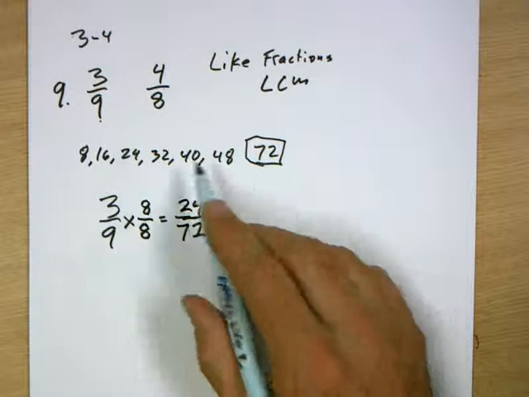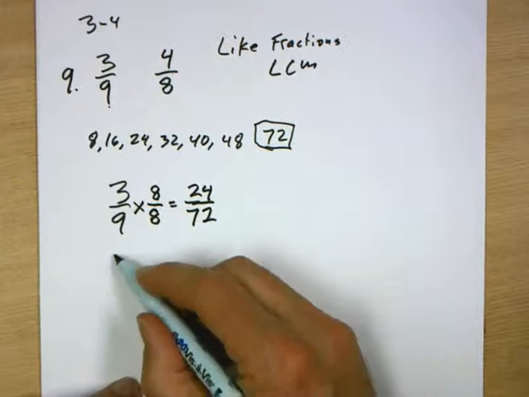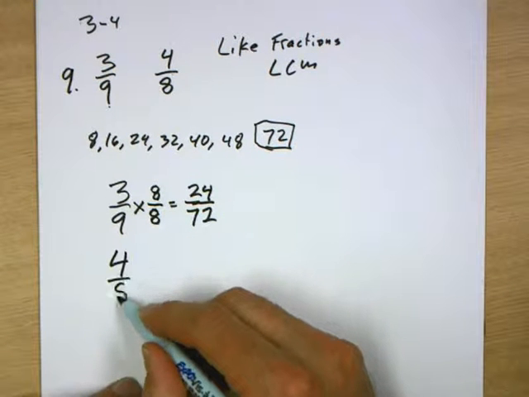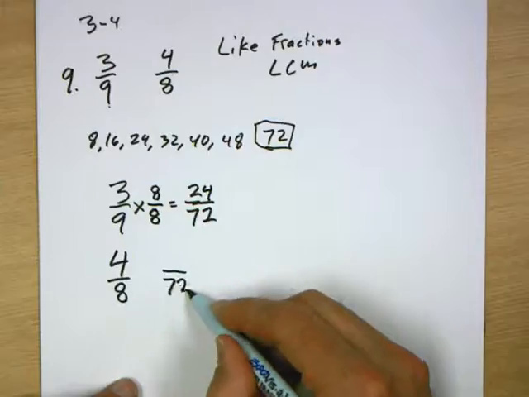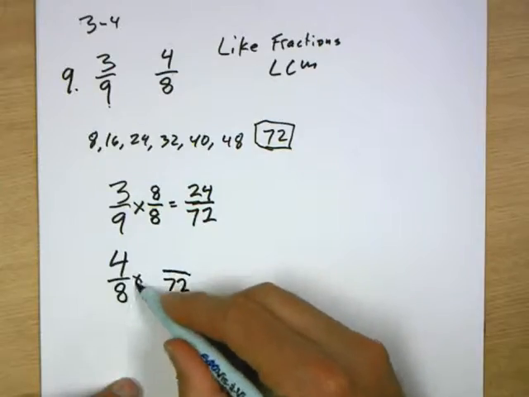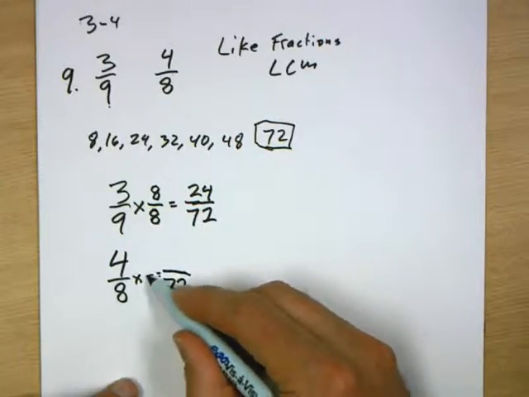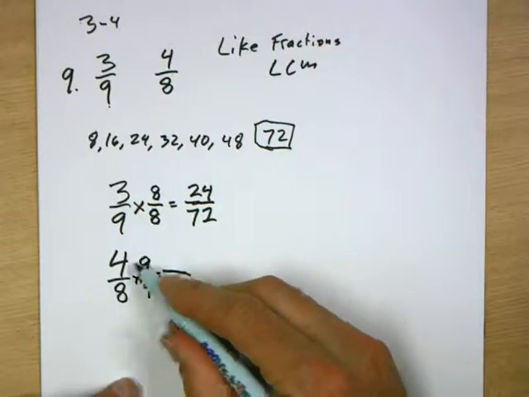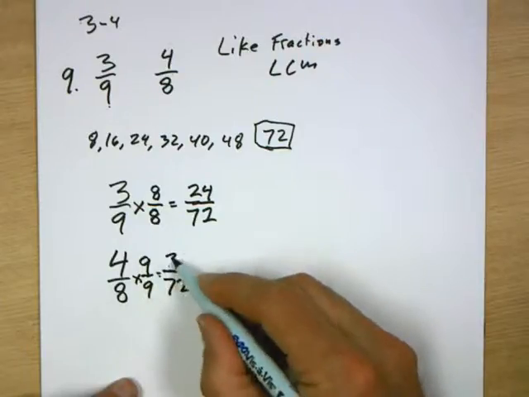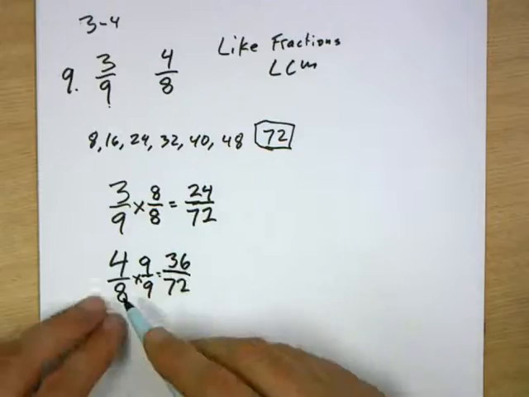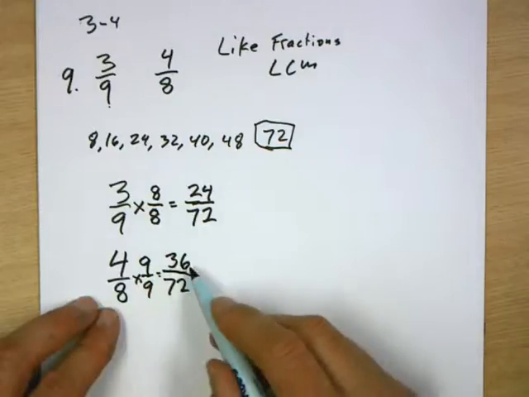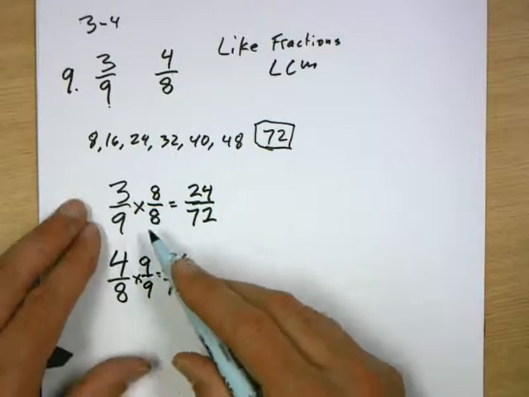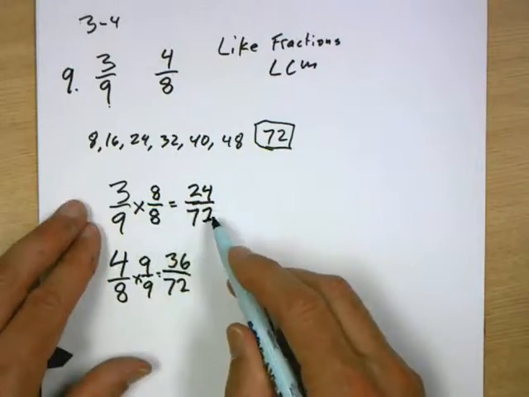Okay, 24 now. 4/8. I need to write 4/8 as something over 72. And 8 times 9 gives me 72. 9 9s. 4 times 9 is 36. So I can see that 4/8 is equivalent to 36 70-seconds, and 3/9 is equivalent to 24 70-seconds.